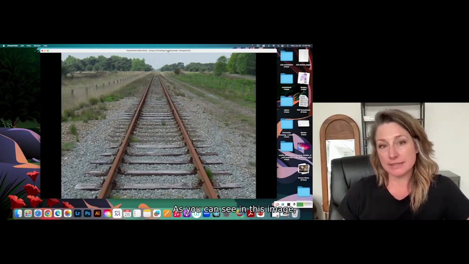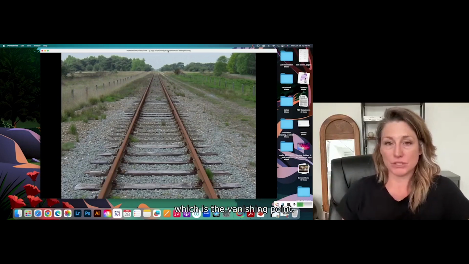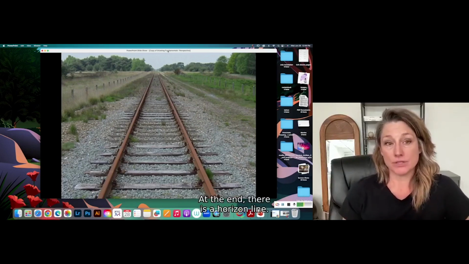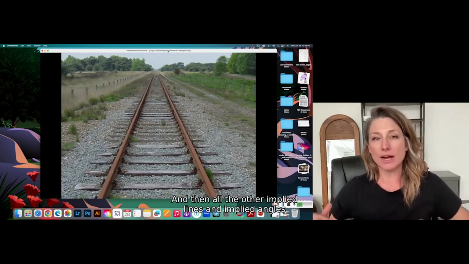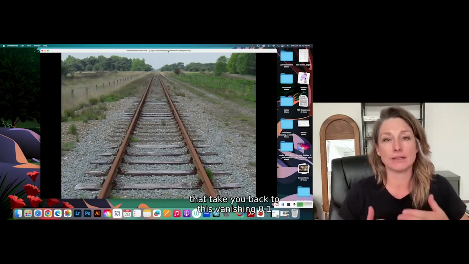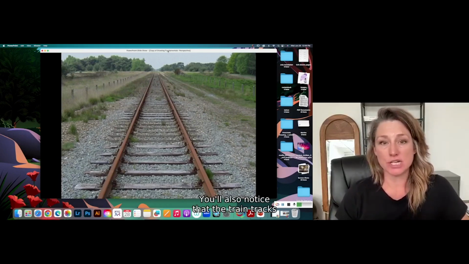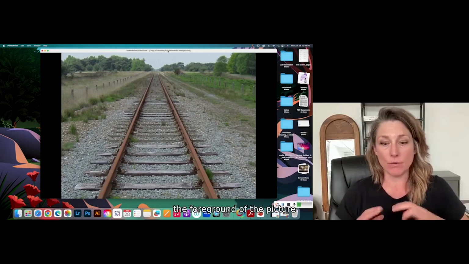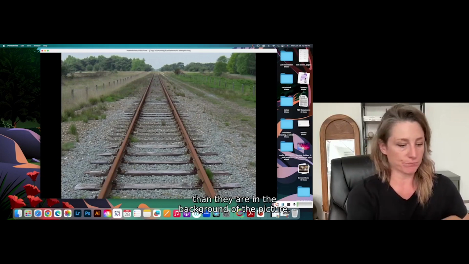So as you can see in this image, there are the train tracks going down to the middle, which is a vanishing point at the end. There is a horizon line, which is the tree line there. And then all the other implied lines and implied angles take you back to this vanishing point, 1-point perspective at the end of the train tracks. You'll also notice that the train tracks are drastically bigger in the foreground of the picture than they are in the background.